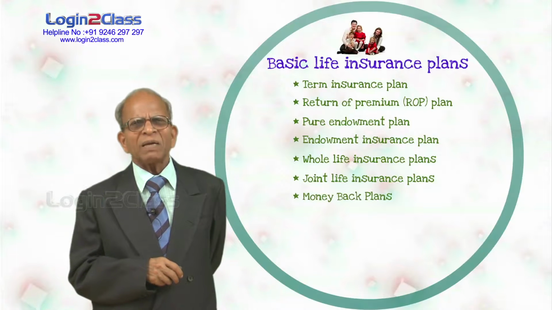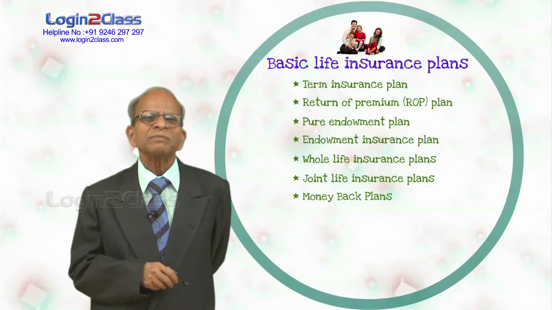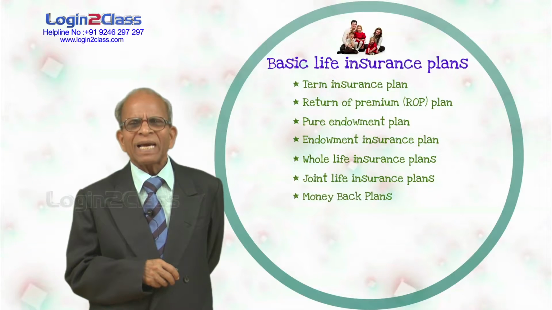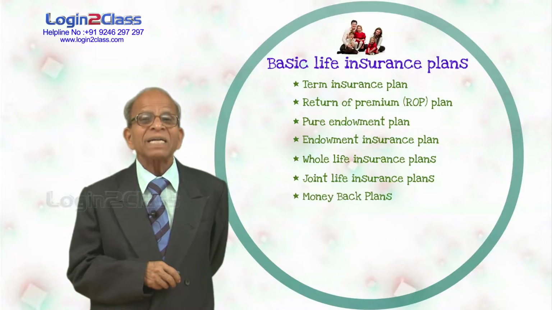A person took a money back policy for 1 lakh. He received 20,000 first, 20,000 next, 20,000 next, 60,000 he already received, and he died. Full sum assured of 1 lakh is paid to the family. The installments already paid are not deducted.